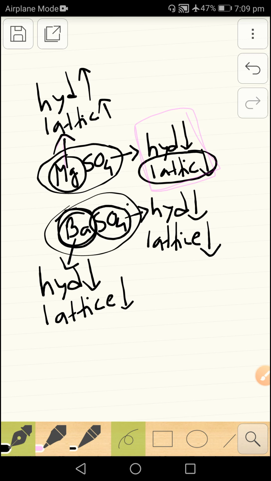Okay, so what happens is that, look, now tell me which enthalpy change deals with a lot of interactions. Obviously the hydration, isn't it? Obviously the hydration in this case. So we have to focus on the hydration.